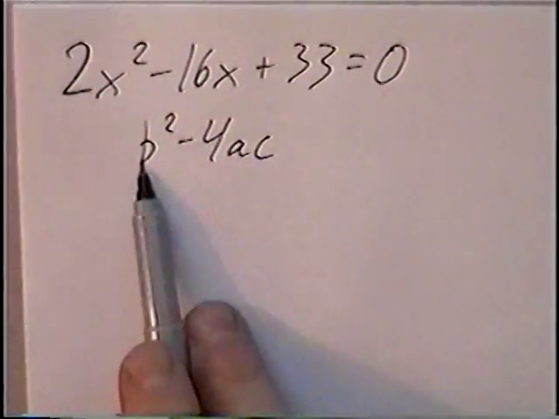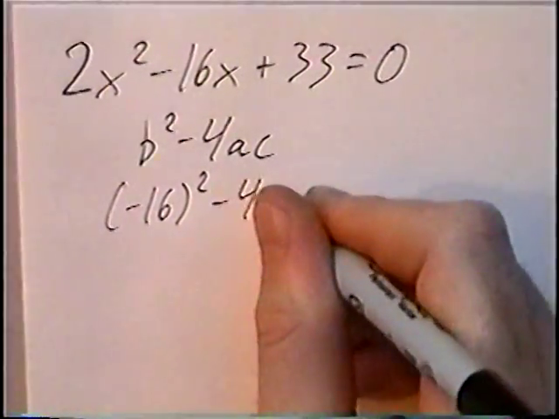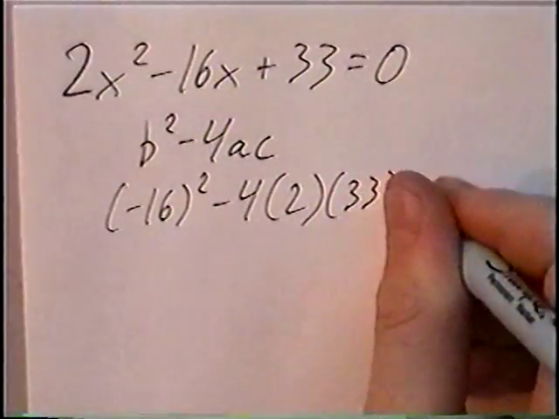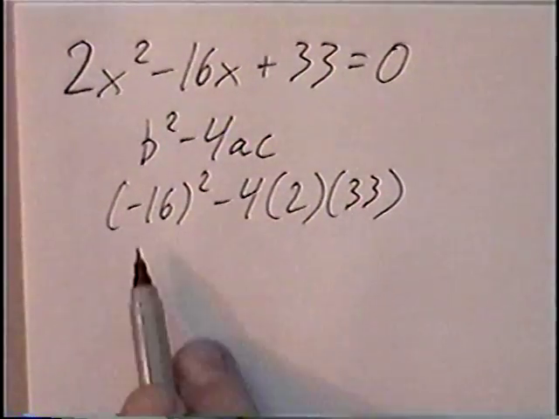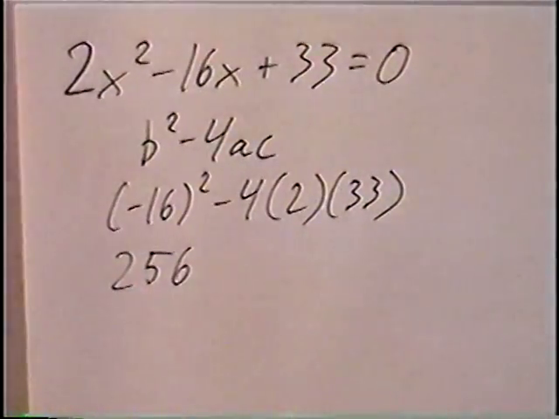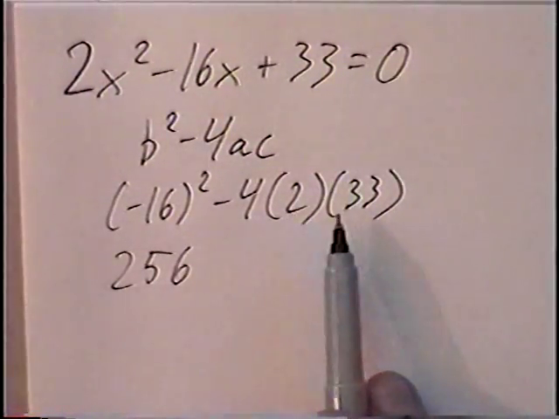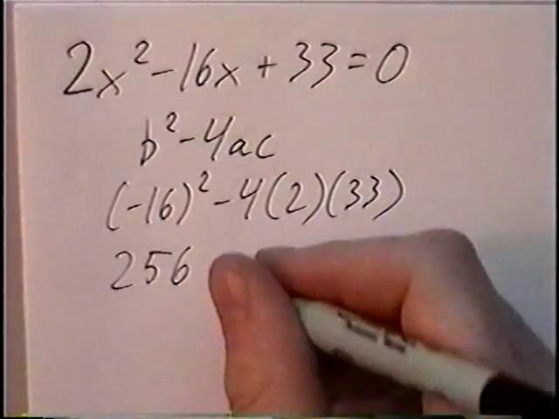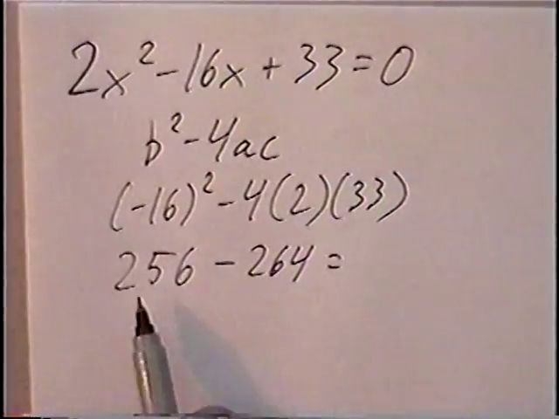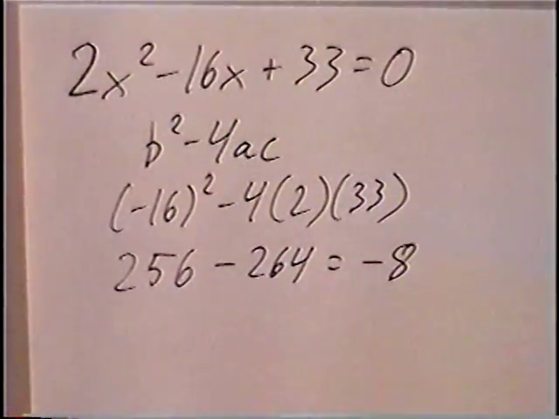Finding the discriminant, b is negative 16, so we'll have negative 16 squared minus 4 times a, which is 2, times c, which is 33. Negative 16 squared would be 256. And negative 4 times 2 will be negative 8. Negative 8 times 33 will be negative 264. Subtracting 256 minus 264, we'll have negative 8.